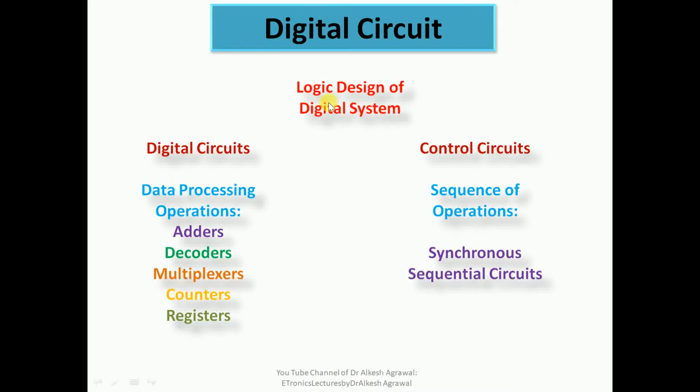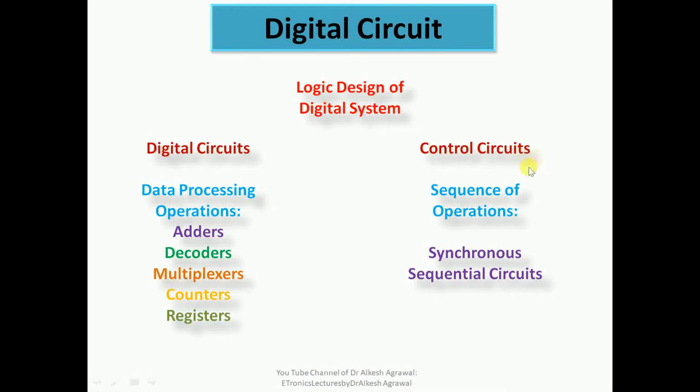If we brush up our basic concepts, the digital system consists of digital circuits and control circuits. The digital circuits are mainly used for data processing operations that include adders, decoders, multiplexers, counters, registers, etc., that we have studied in detail in the series of lectures available on my YouTube channel, E-Tronics Lectures by Dr. Alkesh Agrawal.